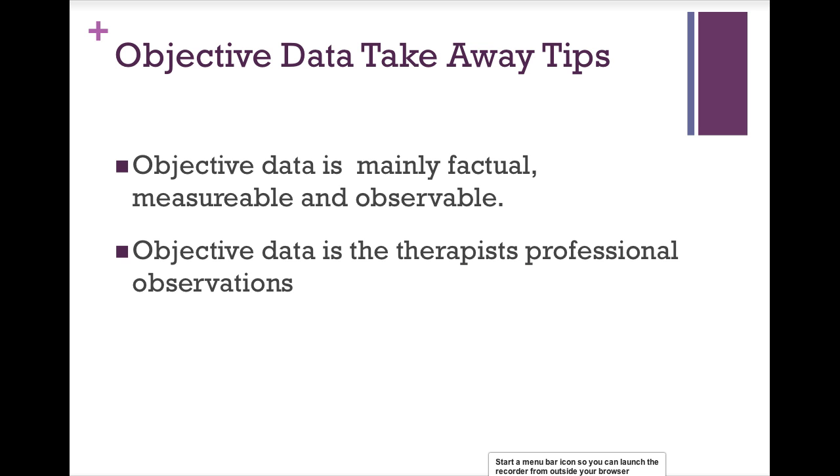In writing, in the objective data section, the clinician might include things like the client was motivated to accomplish goals as evidenced by completion of homework assignment, or client wrung hands throughout the session, or client was experiencing a headache during the session, or client's emotions were labile, he swung from inappropriate laughing to crying. So the takeaway tip here is remember that objective data is mainly factual, it's normally measurable and observable.